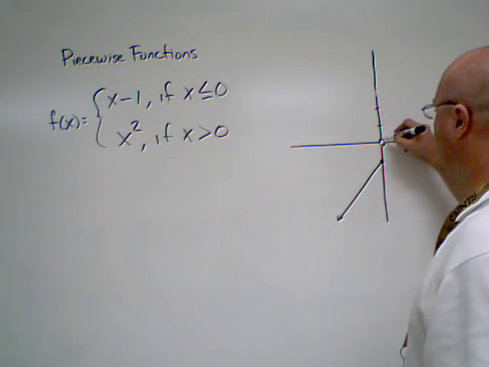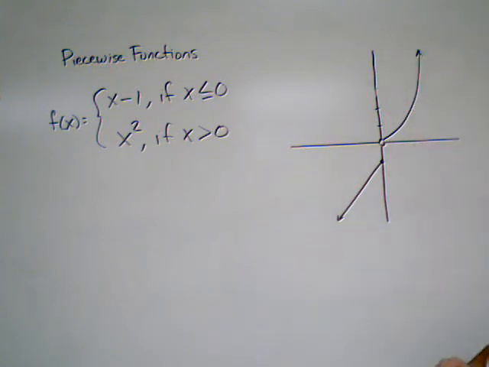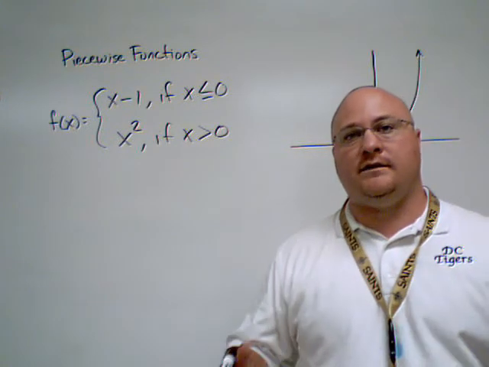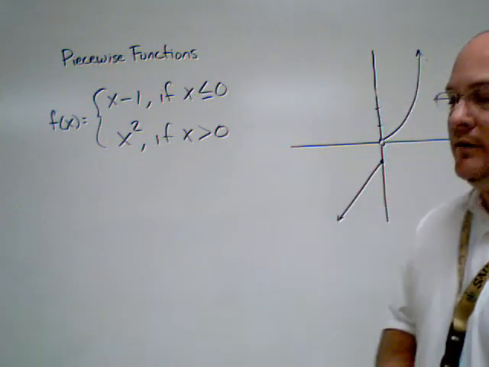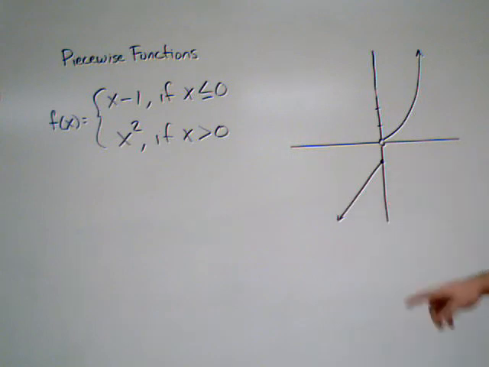Now x squared, of course, is a quadratic function, so we're going to have a parabola. So again, we have two pieces. They're doing different things in different parts of our domain. The first half covers the left side of my axis, up to where x is 0, and the second half, of course, is to the right of the axis.